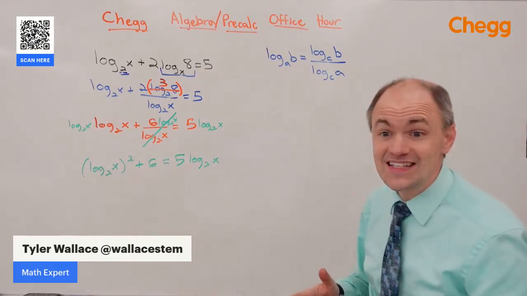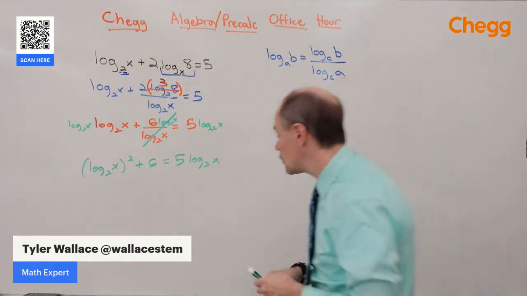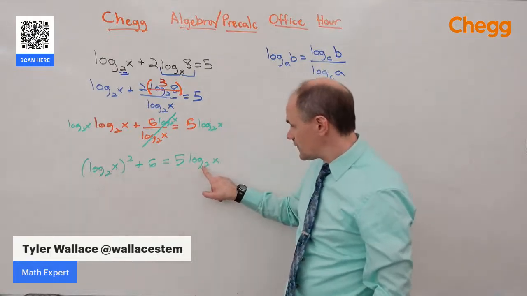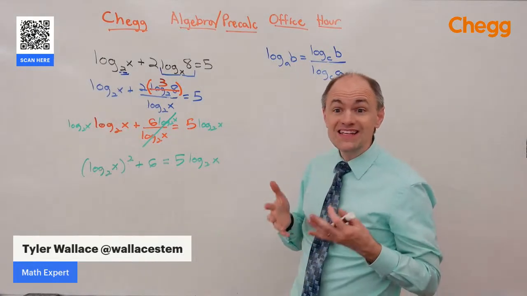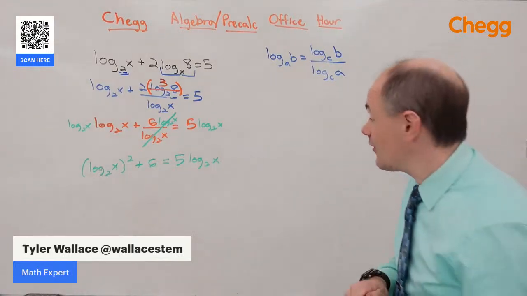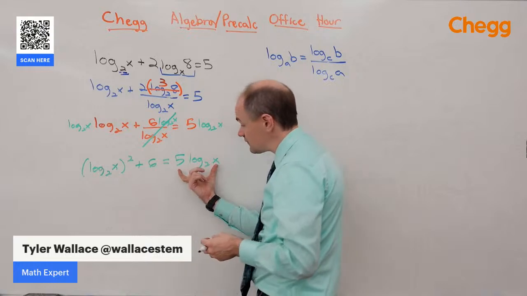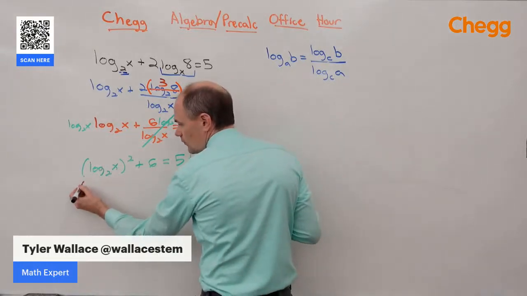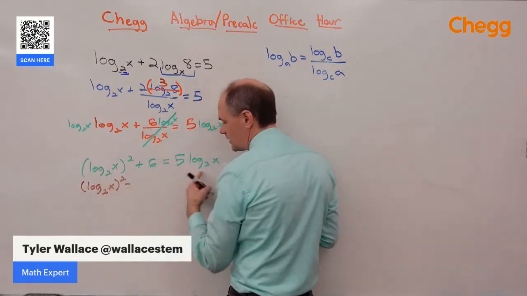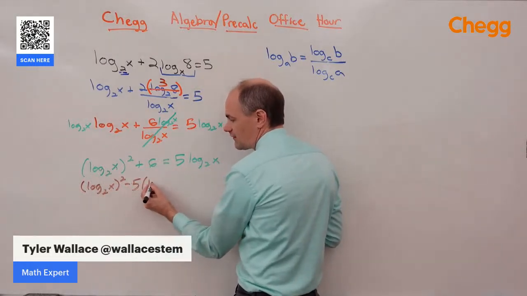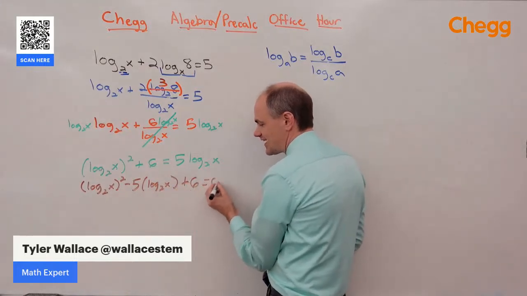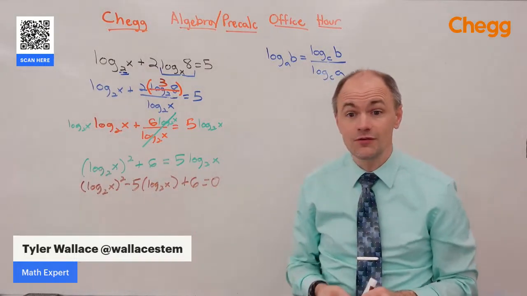Now, you might recognize that this equation is quadratic in form. It is something squared with a something. If we make it equal to 0, we should be able to factor this expression and solve. So let's subtract off this 5 log on both sides. So we get log base 2 of x squared, subtracting off the 5 log base 2 of x, and adding 6 to make it equal to 0.